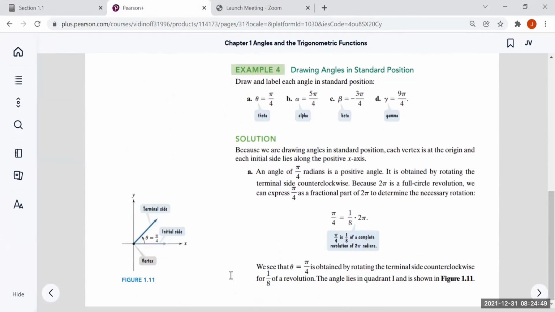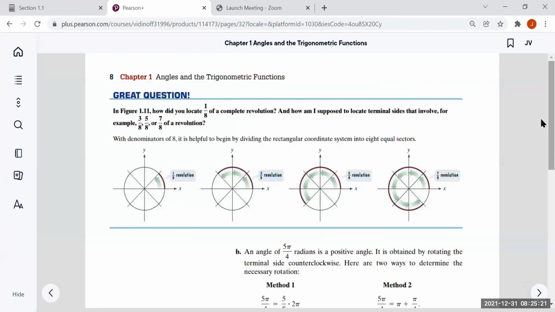Just a quick reminder, standard position means that the initial side is right here on the x-axis. The terminal side is created by, for a positive angle, moving in the counterclockwise direction a certain number of radians or degrees. And if you wanted a negative angle, you would move in the clockwise direction a certain number of radians or degrees.